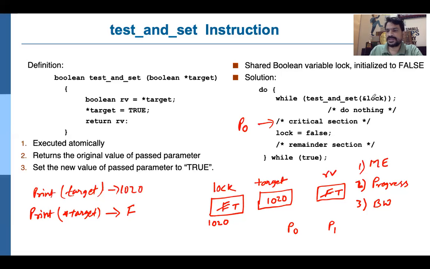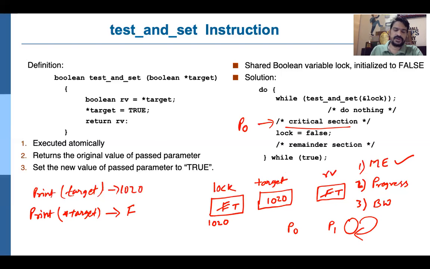So it is returning true here, and because the while loop condition becomes true, P1 will be in a loop as long as P0 is in the critical section. Getting it? If one process is in the critical section, this code will not allow another process to go into the critical section. So mutual exclusion exists. Getting it? Mutual exclusion exists.